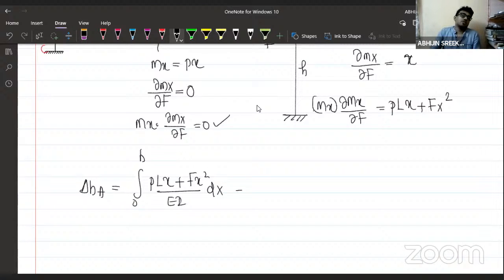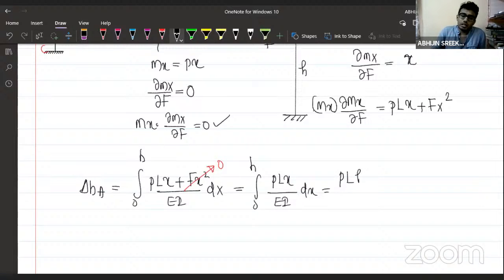But remember, after the differentiation, before integration, we have to set the fictitious load value to 0. The fictitious load is not there. We assumed it, right? So before the integration, after the differentiation, we have to set the F value as 0. Remaining is the integral from 0 to h of PLX divided by EI into dx. So it will come out to be PLh squared divided by 2EI.